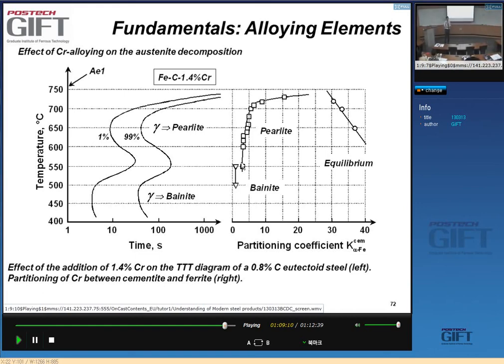So that's one of the big differences between perlite and bainite formation. In the case of perlite formation, certainly at the higher end of perlite formation, you do have partitioning of the chromium. In the bainite transformation range, no partitioning.